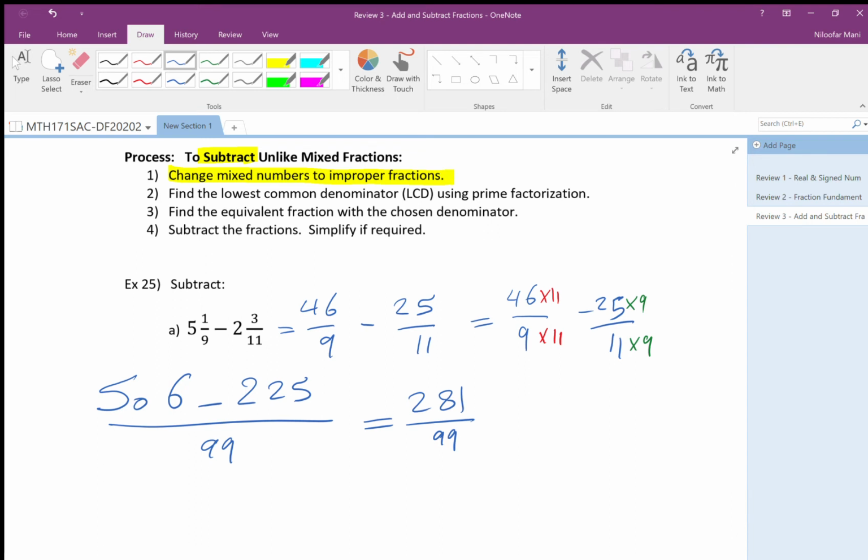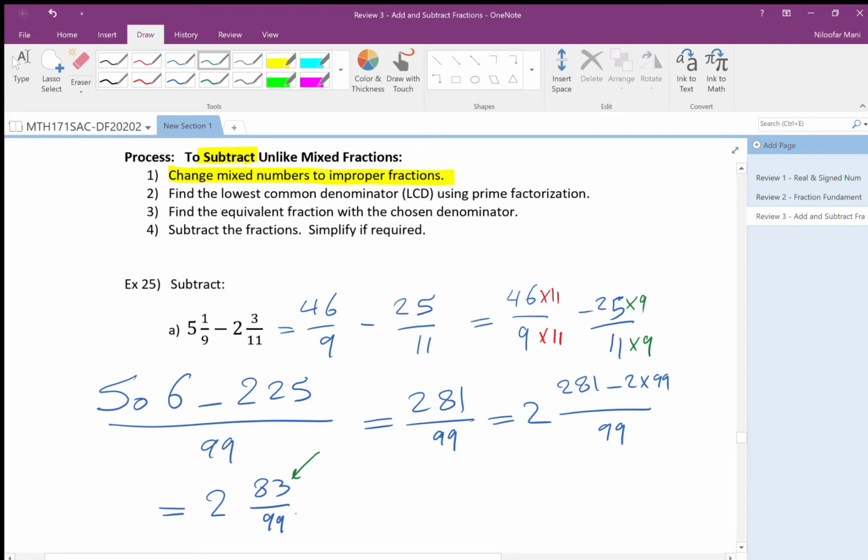So how many 99 do I have in 281? So 281 divided by 99, how many? 2. Okay, so 2 I have, and what is left? So I do 281 minus 2 multiplied by 99, so it's 83. So 83 divided by 99. Remember, this number must be smaller than this. Otherwise, you can continue to divide. You can continue to bring more numbers out.